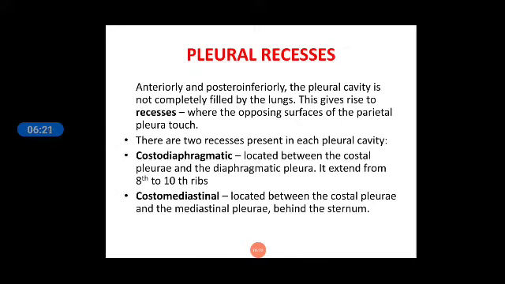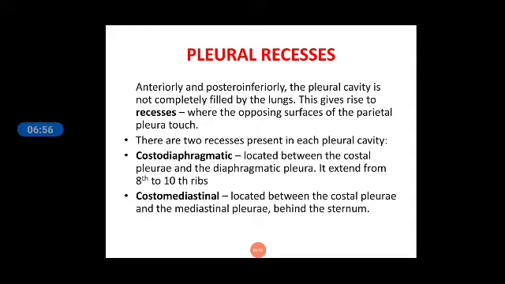Now we will see the pleural recesses. Recesses are folds. Anteriorly and posteriorly, inferiorly, the pleural cavity is not completely filled by the lungs. So this gives rise to recesses where the opposing surfaces of the parietal pleura touch. Like the folds of a saree, there are two such structures. The first is the costodiaphragmatic recess and the other is the costomediastinal recess.